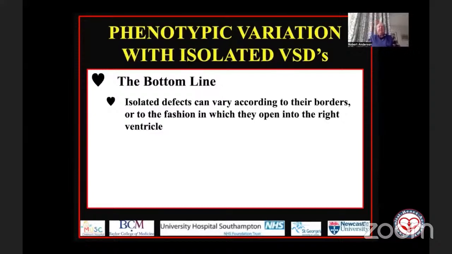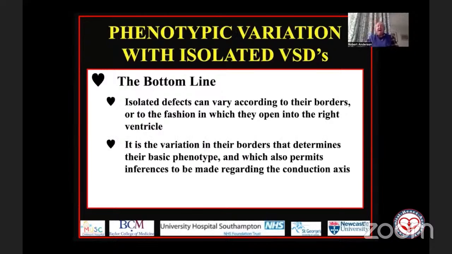So there we are. We've looked at a lot of defects, and you've seen how they can be identified in the autopsy room. And Justin has now shown you how you can identify these phenotypic features in the clinical setting. And what we've tried to emphasize is that the phenotypic features depend on recognizing the borders, but we've also shown that the phenotypic features themselves can vary depending on how those defects open into the right ventricle. So the borders are important, so is the geography.